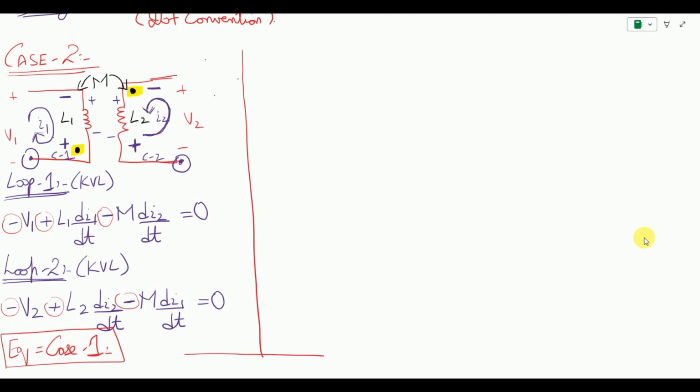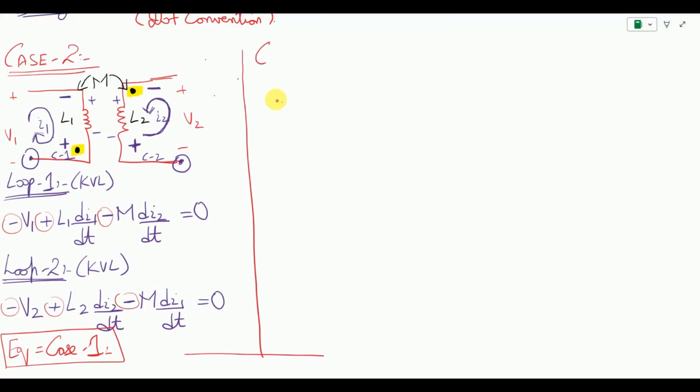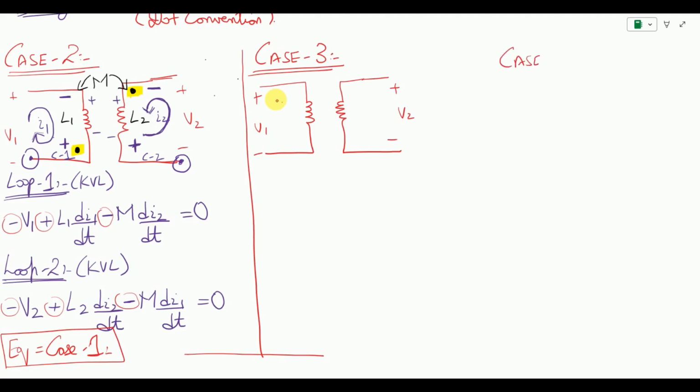Now let us write two more cases where the dot conventions are side by side to each other. So this is case number 3. So case number 3 is, let us draw this. So this is an inductor, this is another inductor. Again, it has a certain voltage applied, and the opposite side has an induced voltage called V2. And let us also prepare the fourth case. This is case number 4.